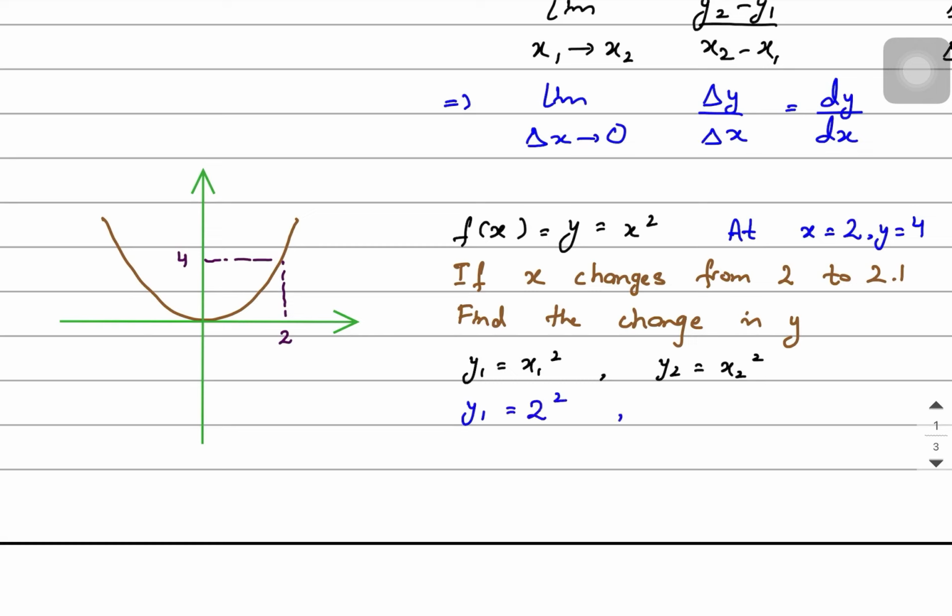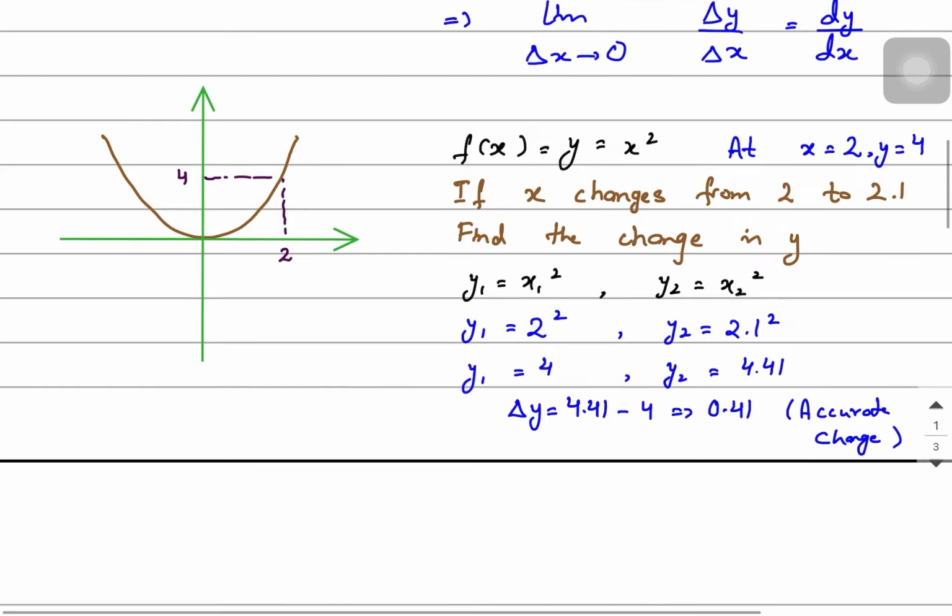So I would write 2 squared and I would write 2.1 squared. So y1 becomes 4 and y2 becomes 4.41. Let me check in the calculator. So 2.1 times 2.1, that is 4.41. So now my change in y should be 4.41 minus 4, that is 0.41. So that is basically an accurate change.